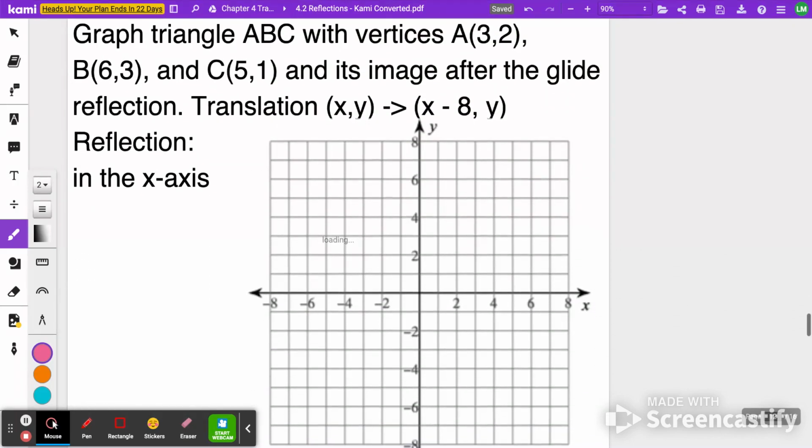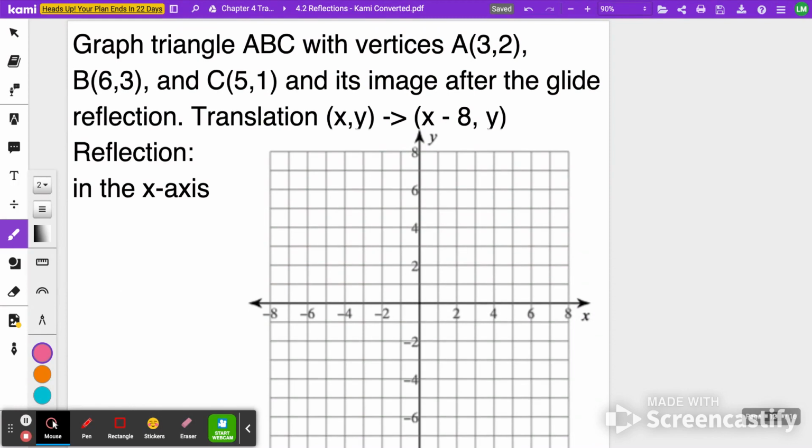All right, here's our next example. We're going to graph triangle ABC with the following vertices and then its image after the glide reflection. First, we will translate it, x minus 8, comma y. That just means go to the left 8. And then we will reflect in the x-axis.